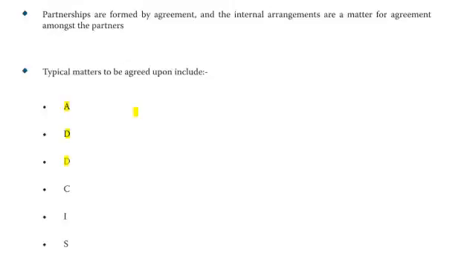D is a reference to drawings and relates to an agreement as to how much each partner should be allowed to draw in advance of being credited with their share of the partnership profits. C relates to the capital of the firm. Is the capital fixed, and each partner therefore will contribute a fixed amount of capital, or is it to be floating? Is it to be a variable capital? How much can each partner withdraw from the firm if necessary?